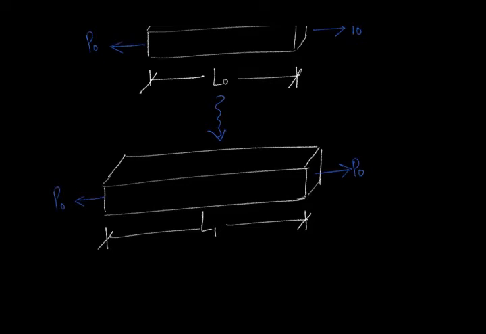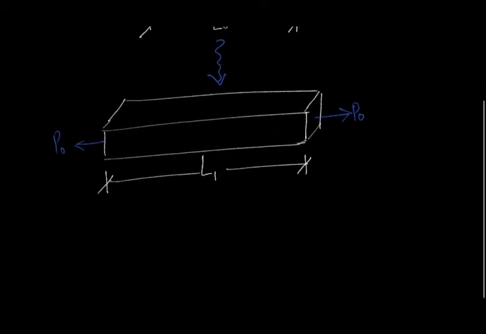P naught. Now, if I ask you again, is this body under equilibrium? At this point of time, this body will try to regain its original position. And why will it always try to regain its original position? Because here the internal forces come into picture. And what are those internal forces? For that, let me cut a section. Let me cut a section AA.